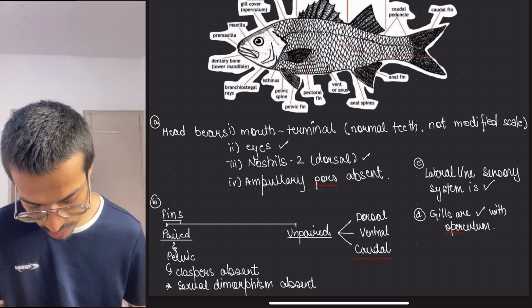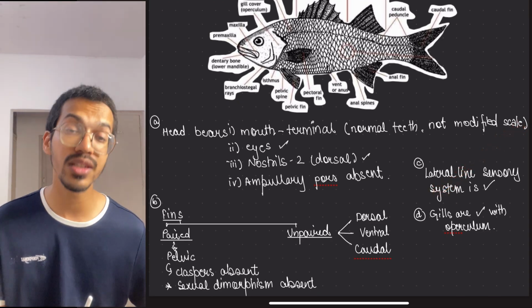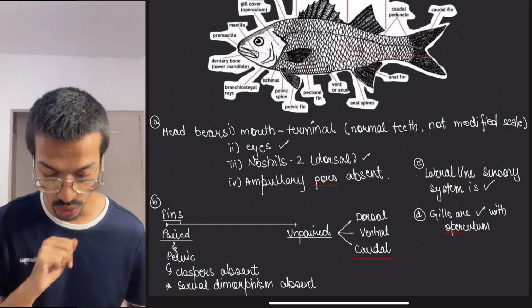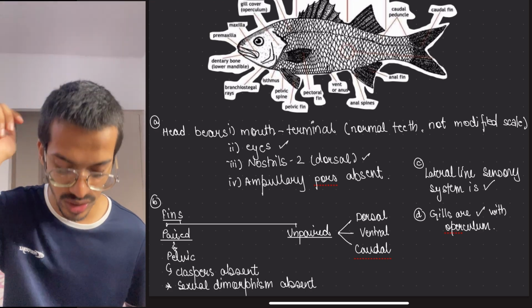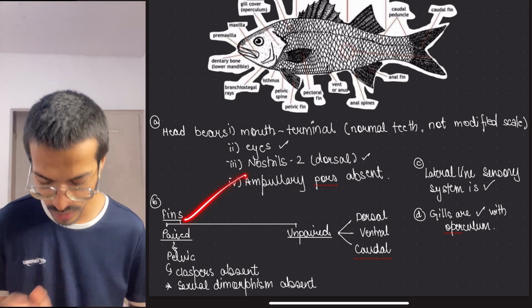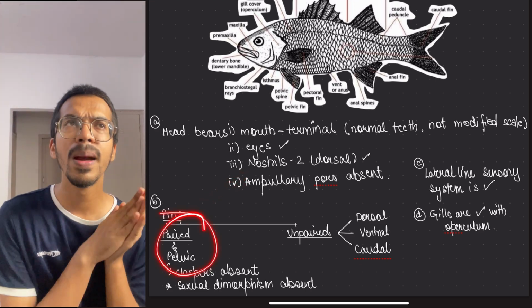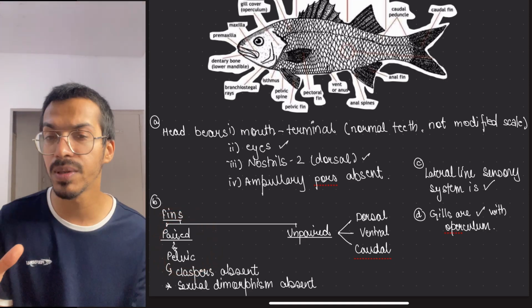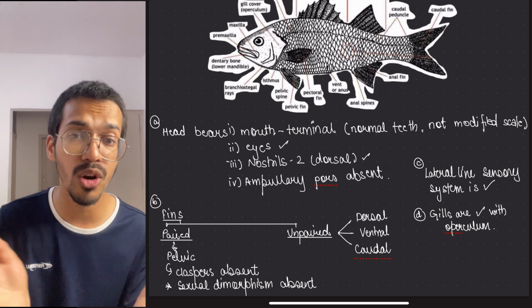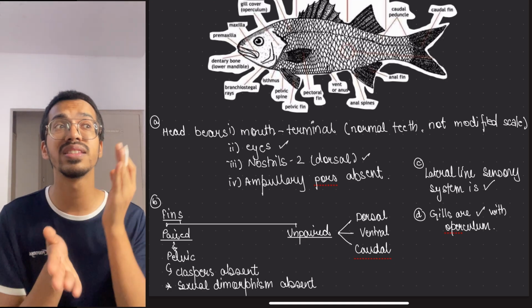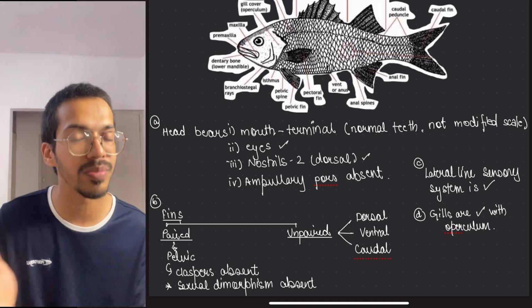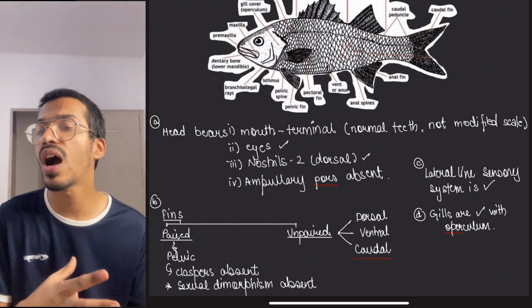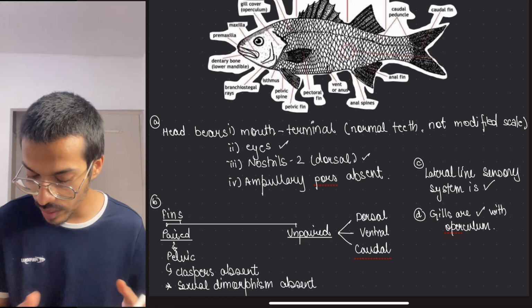Okay, then they have what? Lateral sensory system present. Gills are present, which have operculum present also. Okay, so just remember this. Then fins, same thing over there. Just remember that they have what? Pelvic fins. They have pectoral fins. In the pelvic fins, no clasper present. Clasper is what? Copulatory organs, which are absent, which means they don't have sexual dimorphism. Means male and female, you can't tell from the outside who it is.